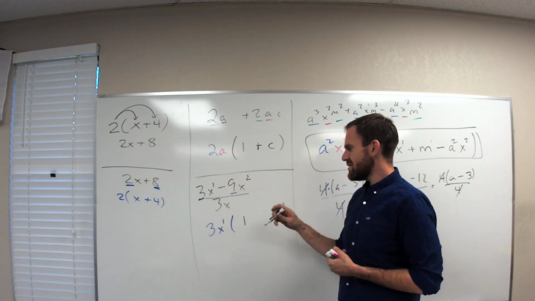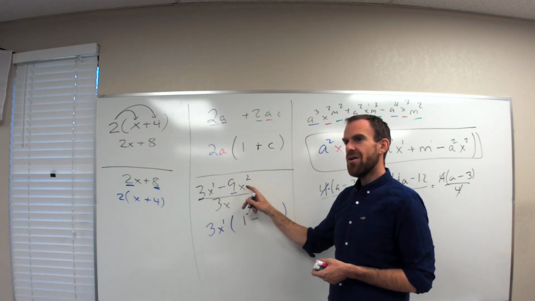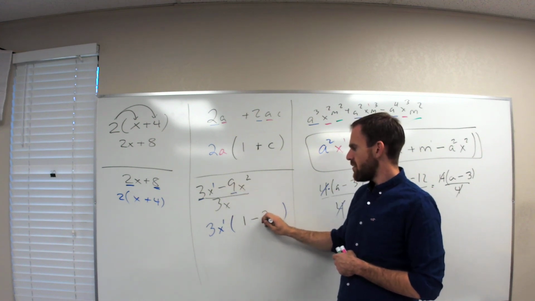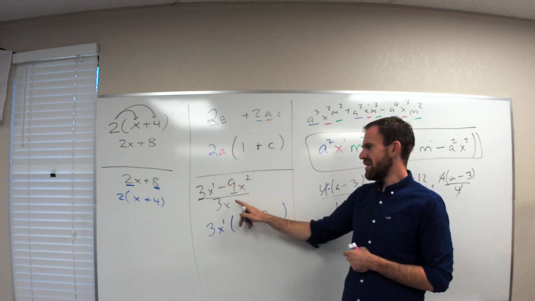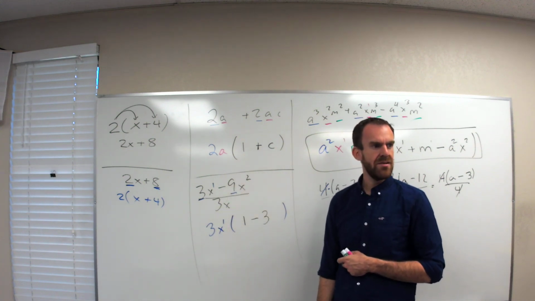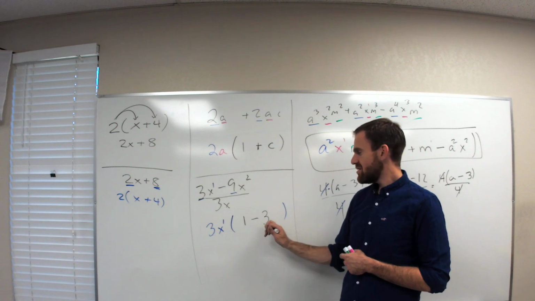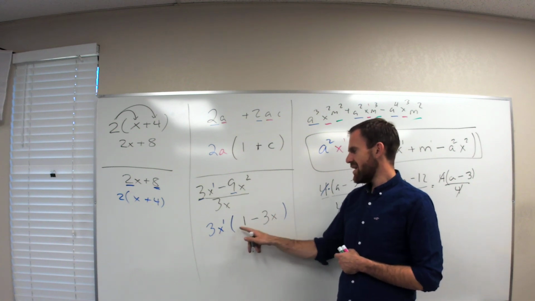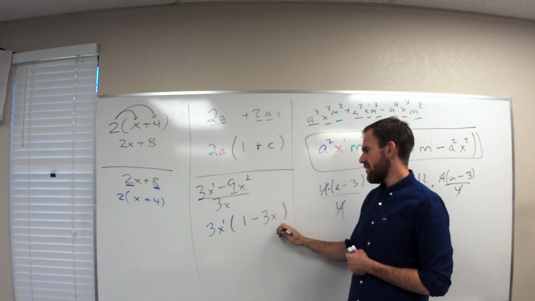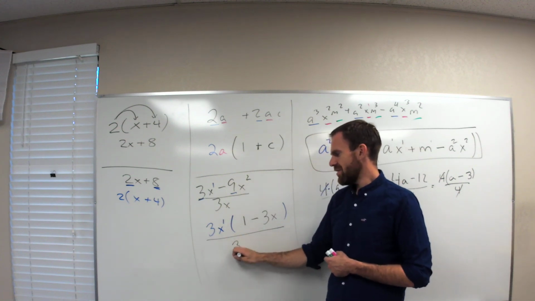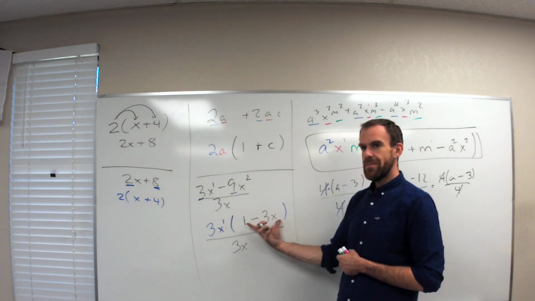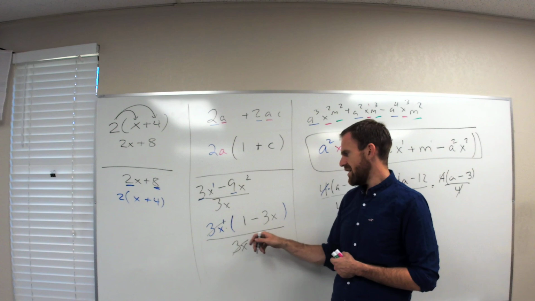Okay, minus. If I take 3x out, what am I left with? If I take 3 out of 9, I get 3, because 3 times 3 is 9. If I take x out of x squared, what am I left with? Negative x. Why? Because x times x is x squared. I'm going to divide that whole thing by 3x. Now I can cancel because this is multiplied by the rest. And the answer is 1 minus 3x.